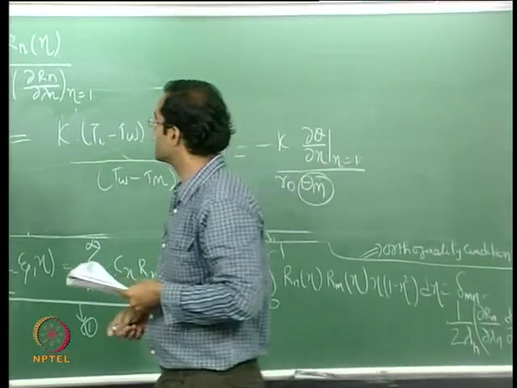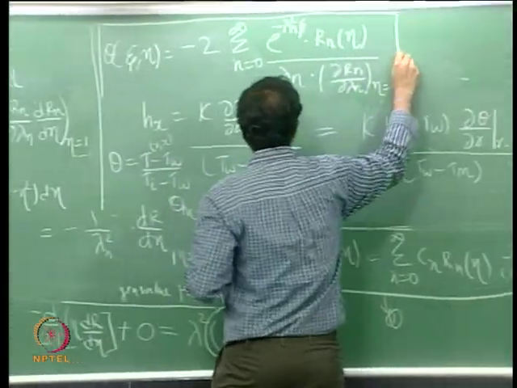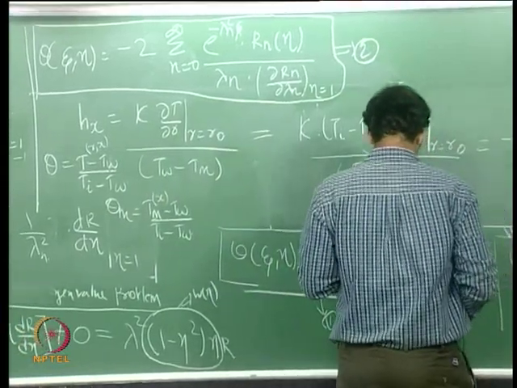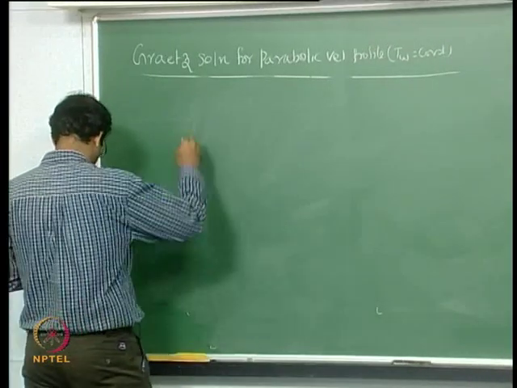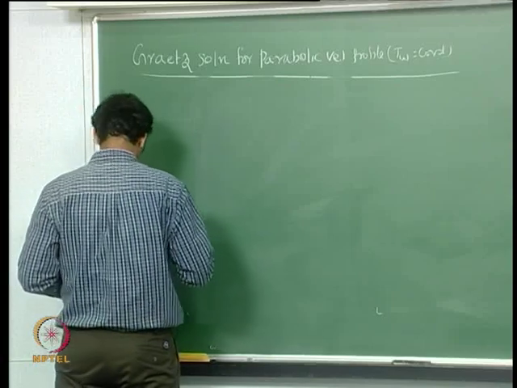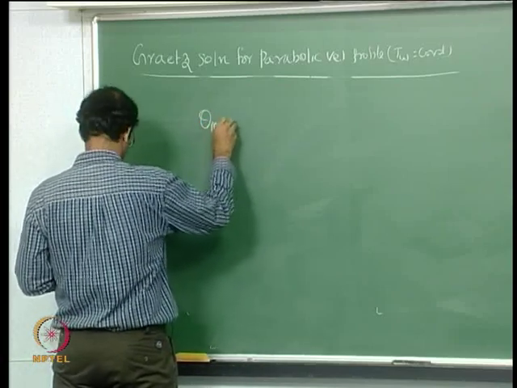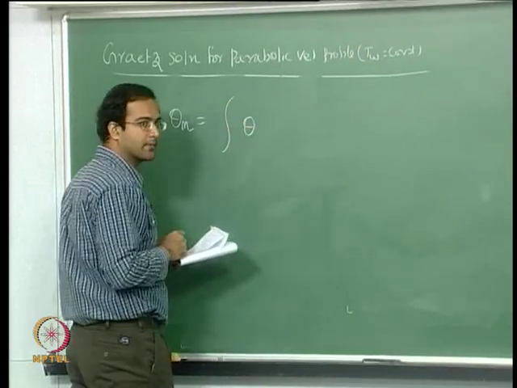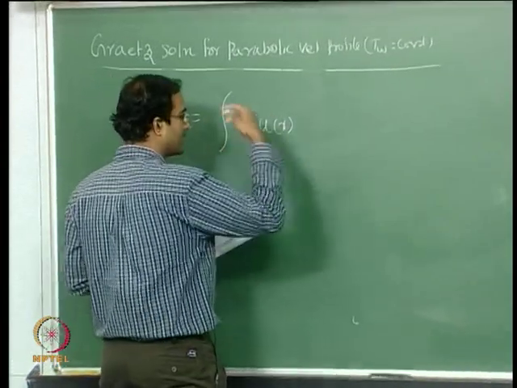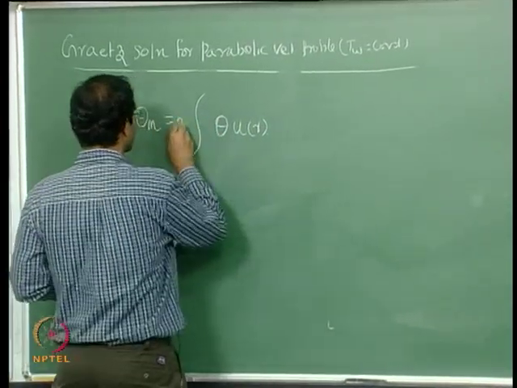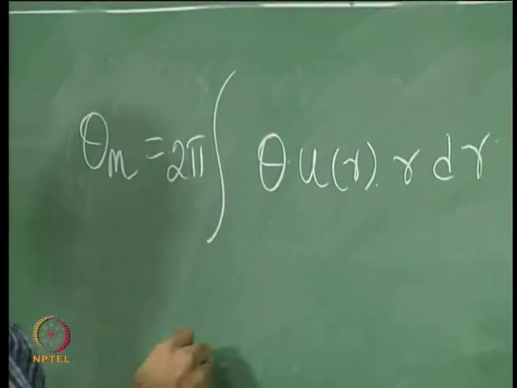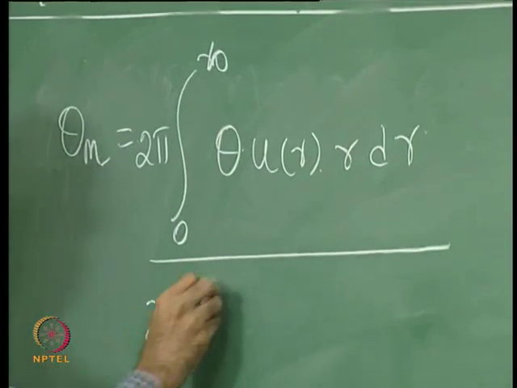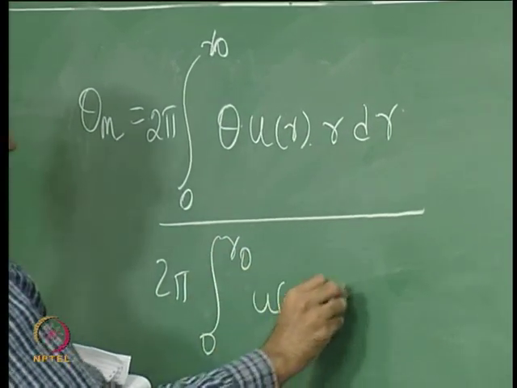So from the equation for theta, let me call this equation number 2. Now I can go on and calculate the expression for first theta m. I can write my theta m as follows. How do I define my bulk mean temperature? According to the basic definition, I take my non-dimensional temperature, multiply it by the velocity and integrate across the cross-sectional area, that is 2 pi into r dr, from 0 to r naught. This I divide by the mass flow rate, that is 2 pi integral 0 to r naught u of r into r dr.